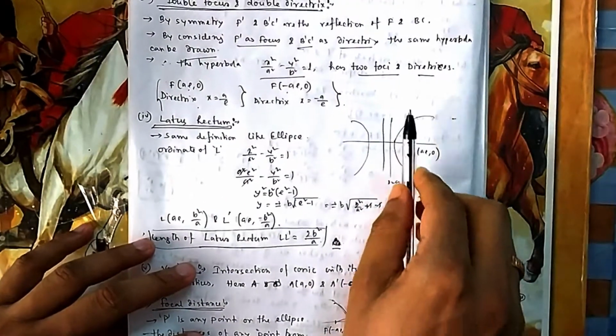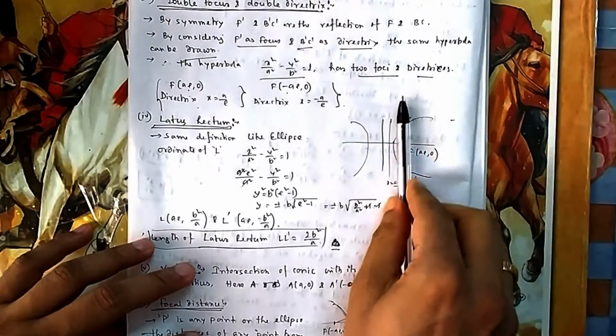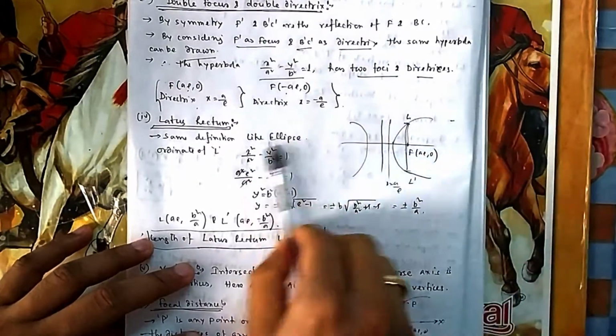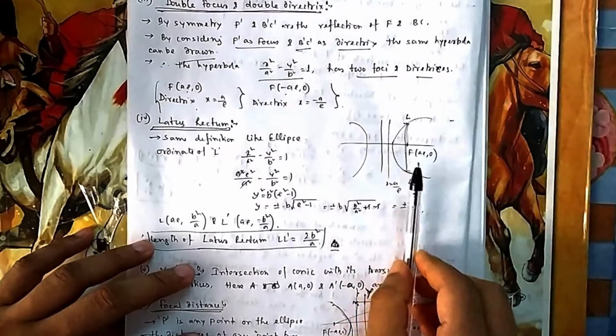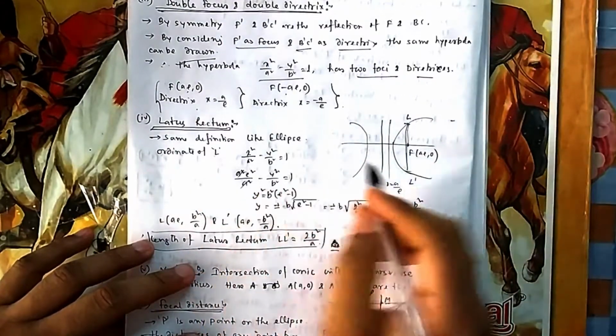It is the focal chord which is perpendicular to your transverse axis, or you can say the double ordinate passing through your focus. So what is the coordinate of L?